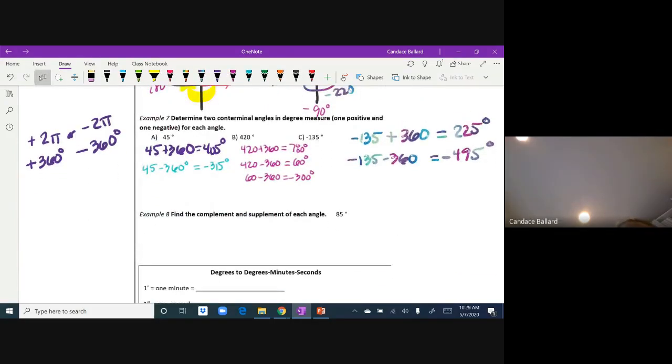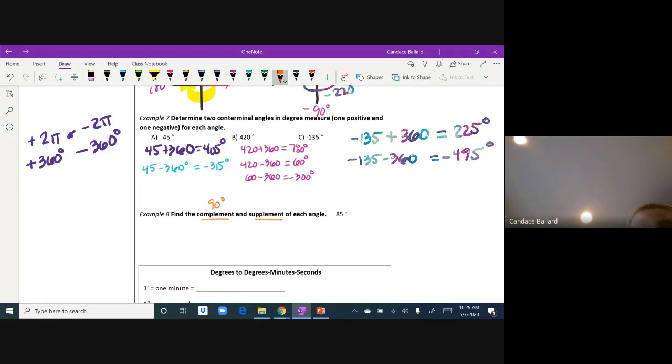Okay, I've got one more that I'm going to do with you guys, and then we're going to skip some stuff. All right, we need to find the complement and the supplement. We're only doing one of these because I know you've been doing complement and supplement since elementary school, so we shouldn't really need to cover this, but we're going to just in case.